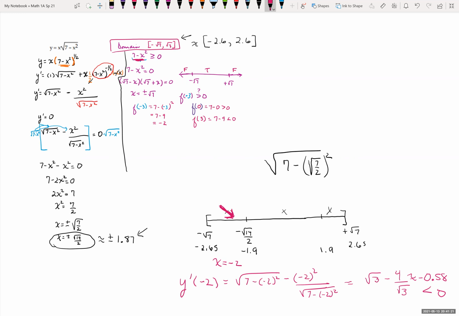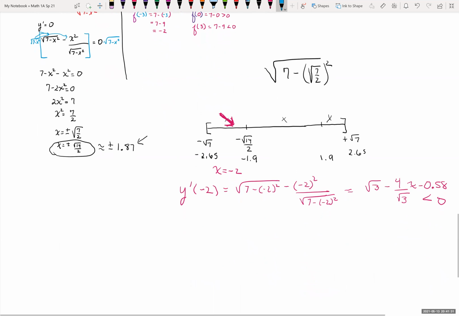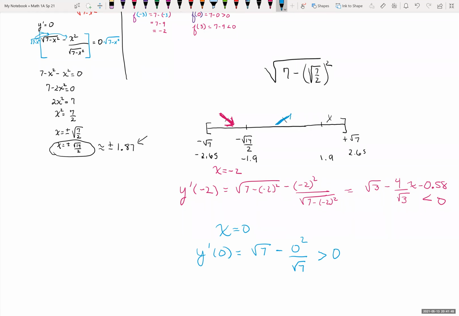So choose something in between these two values, negative 1.9 and 1.9. So how about x equals 0? So if we look at the derivative and we plug in 0 wherever we see an x, we get the square root of 7 minus 0 squared over the square root of 7. So this is square root of 7, which is greater than 0, so it's increasing here.